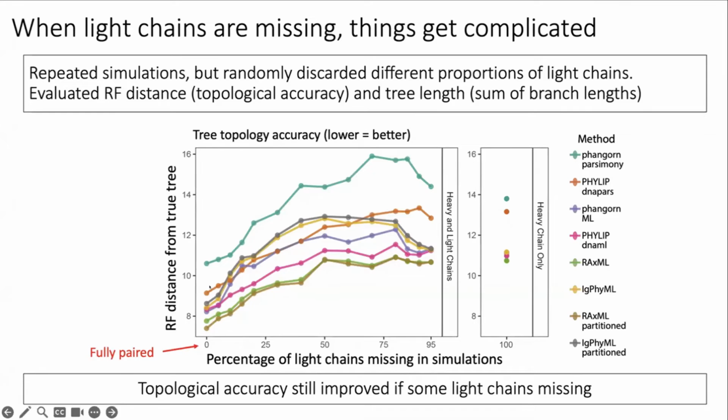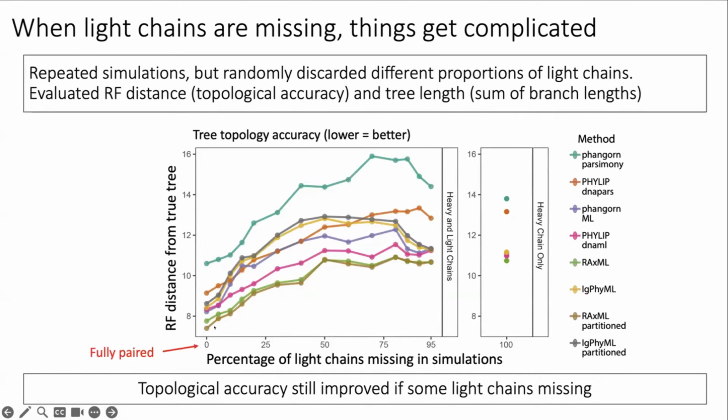So at this data point, we have our fully paired data, and that's the same as the previous figure that I showed. And over here, we have our heavy chain only data. And at this data point at 95, for those simulations, 95% of the paired heavy and light chains had their light chain removed. So in this 95 data point, almost every cell had a missing light chain.